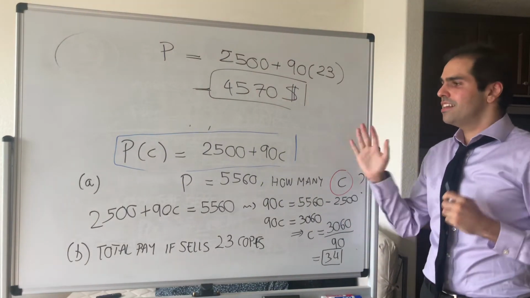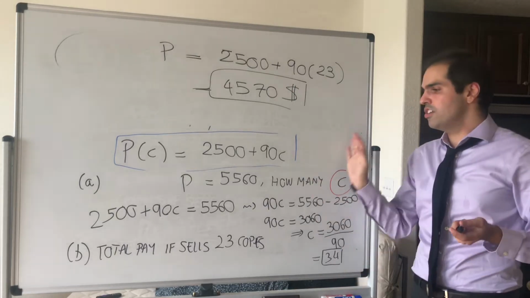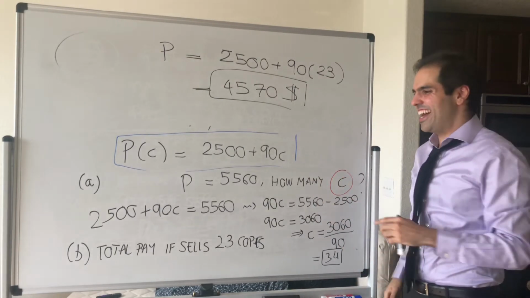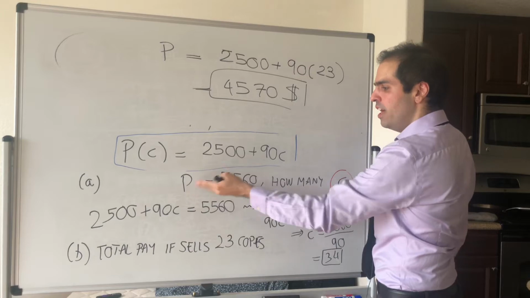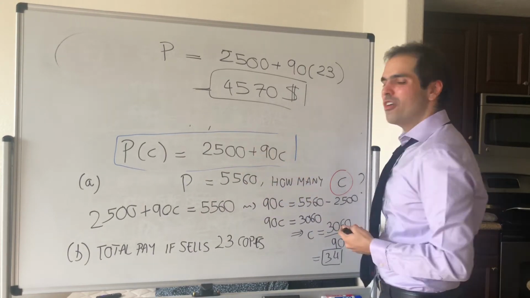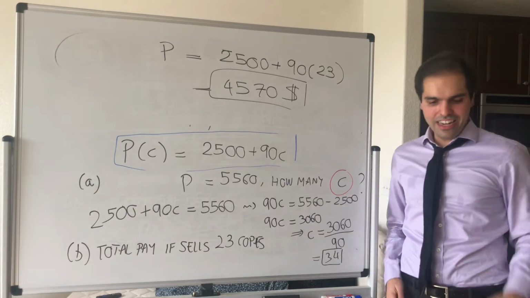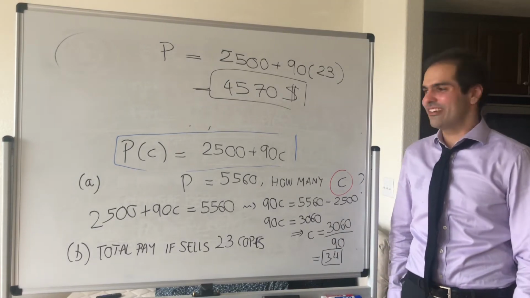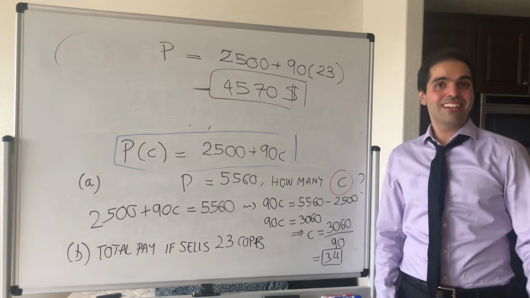Very nice. Again, that's the beautiful thing about linear functions. You can, or functions in general, you can determine the price given the number of copies, and you can determine the number of copies given the price. And here we did both of them, which is pretty cool. All right, let's move on.